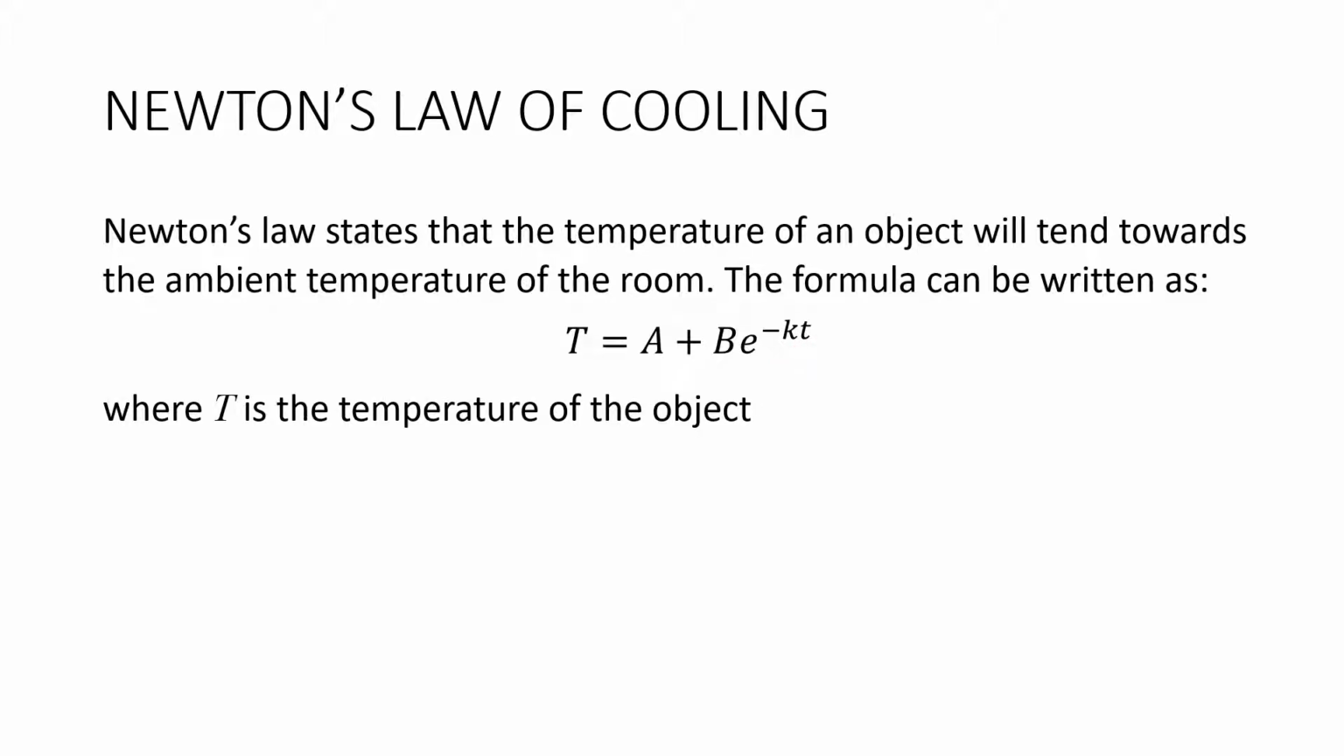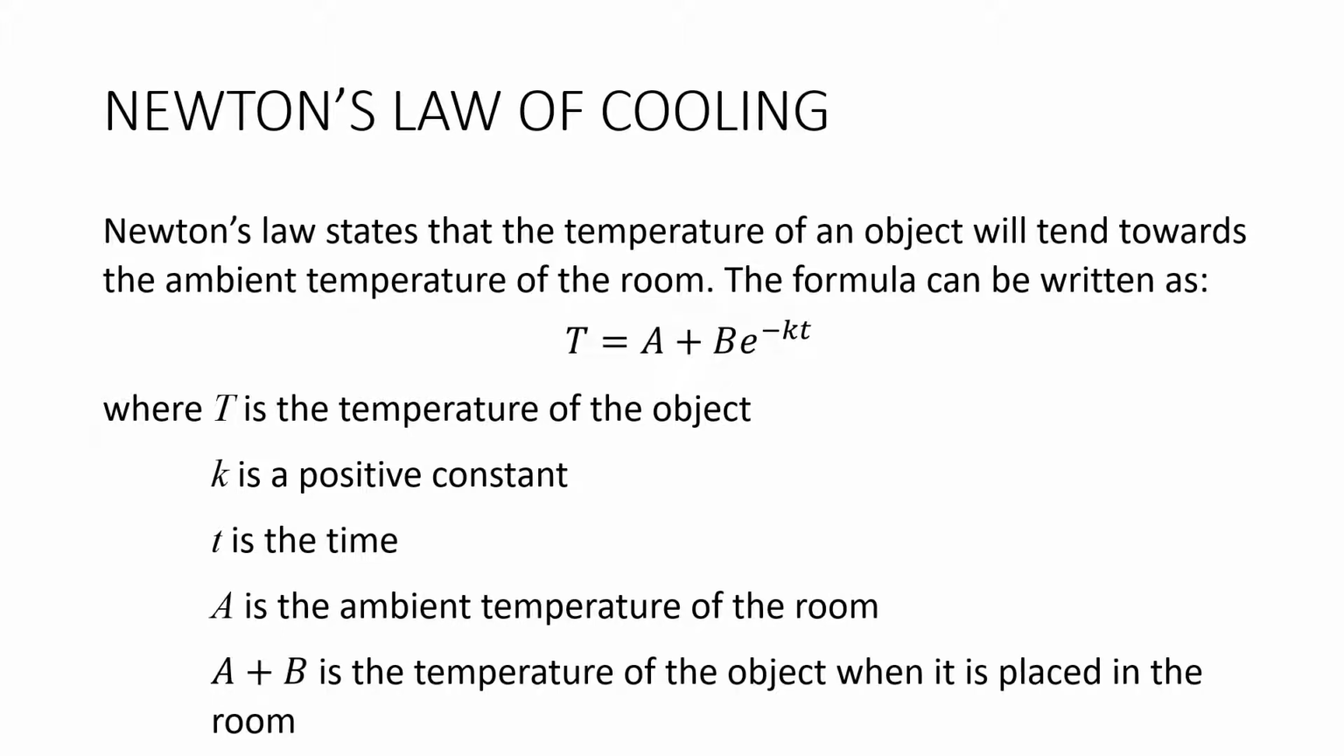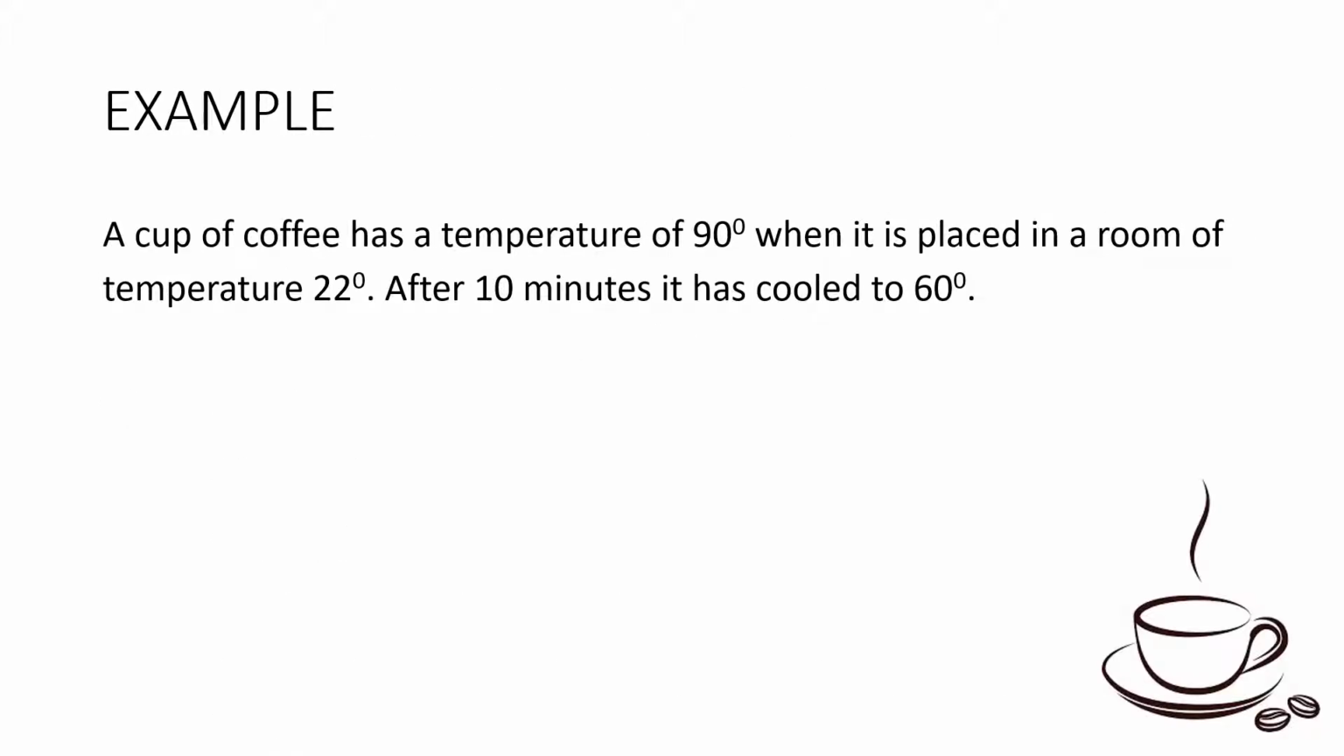T is the temperature of the object. K is a positive constant. t is the time that has elapsed. A is the ambient temperature of the room. And A plus B is the temperature of the object when it is placed in the room. Now, I wouldn't worry too much about memorizing any of these because we tend to work them out from first principles. So let's have a look at an example.